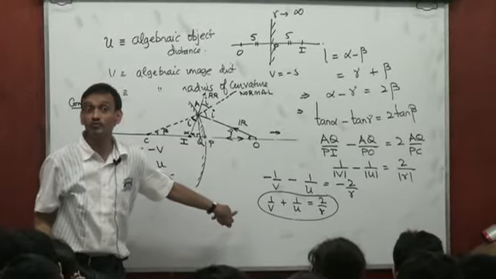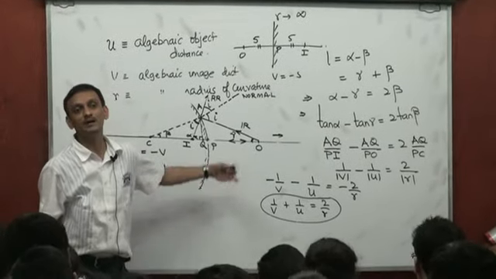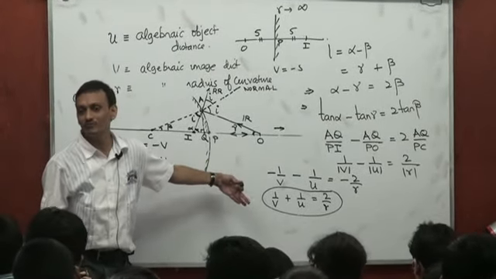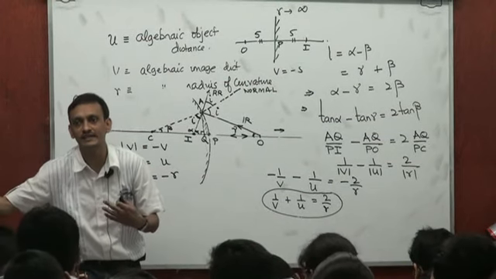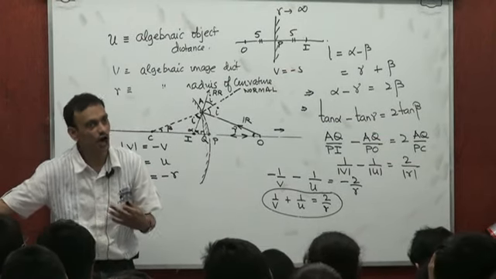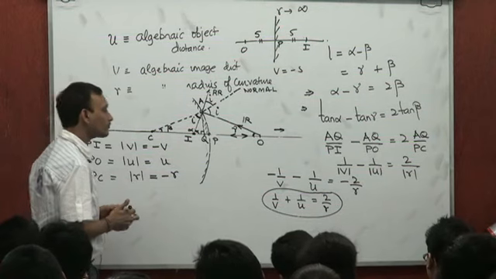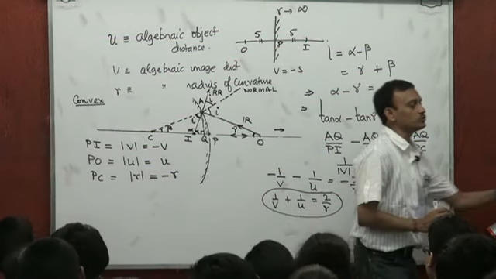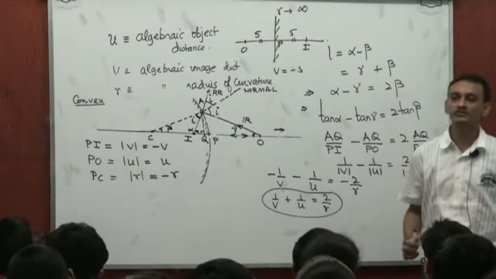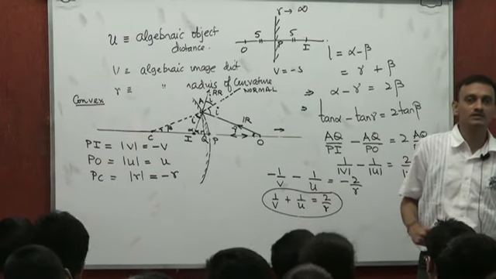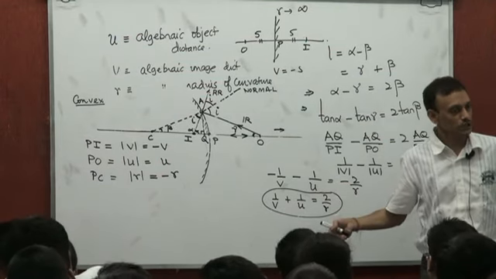So this is true even for a plane mirror. The plane mirror becomes a special case of a curved mirror with R equal to infinity. Got me? So 1 by V plus 1 by U equal to 2 by R is the universal relationship for spherical mirrors, and as a special case also for a plane mirror.